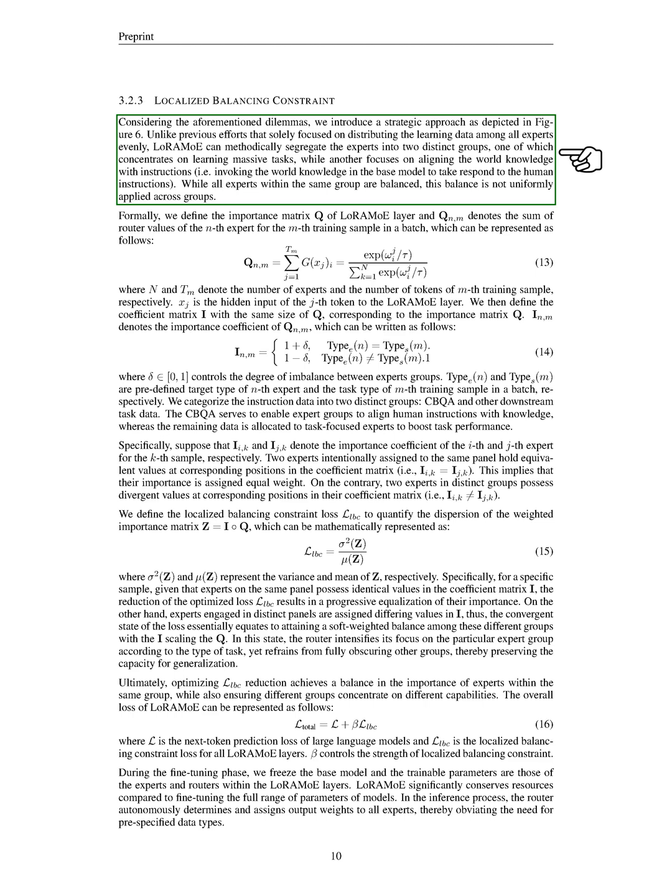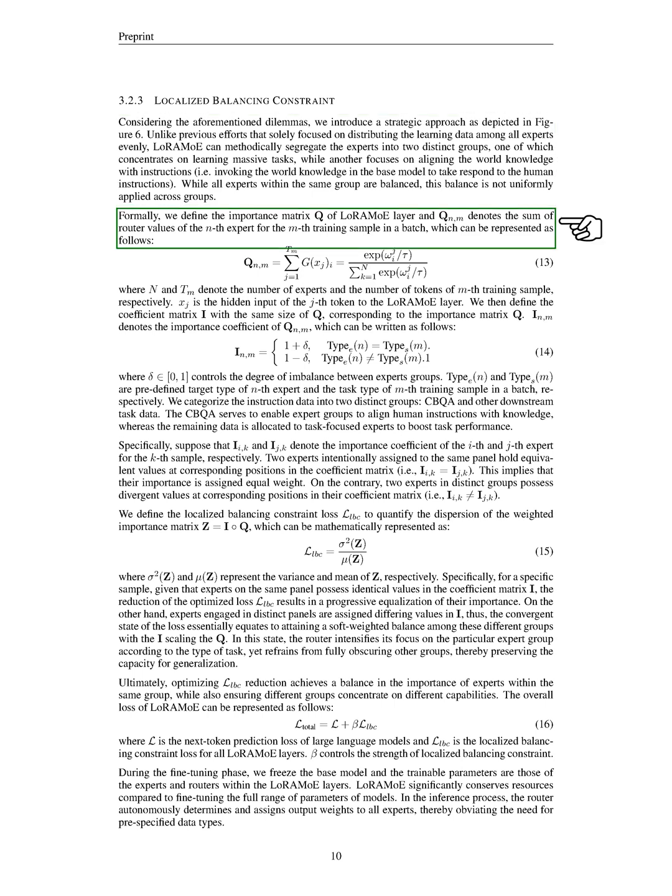Considering the aforementioned dilemmas, we introduce a strategic approach as depicted in Figure X. Unlike previous efforts that solely focused on distributing the learning data among all experts evenly, LoRAMoE can methodically segregate the experts into two distinct groups, one of which concentrates on learning massive tasks, while another focuses on aligning the world knowledge with instructions. While all experts within the same group are balanced, this balance is not uniformly applied across groups.